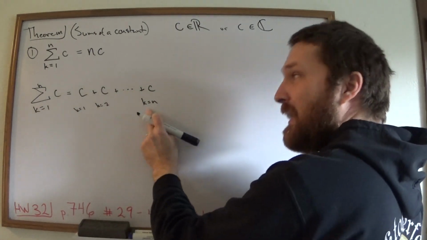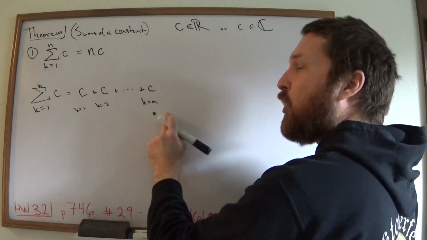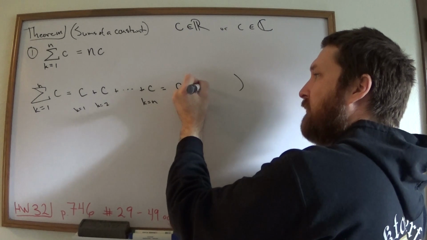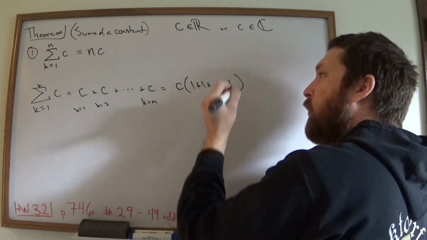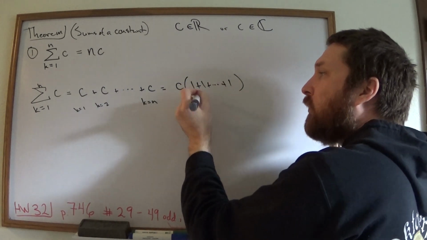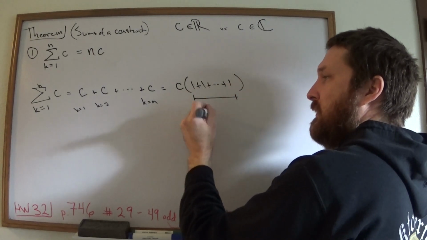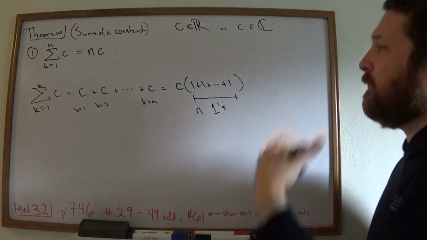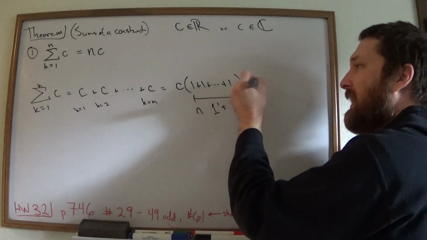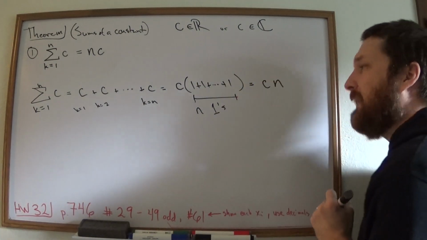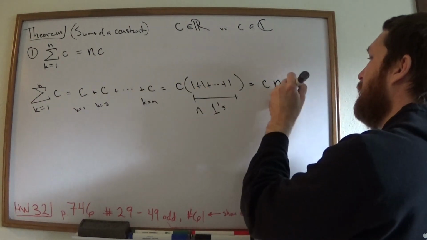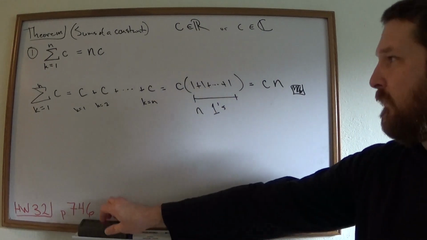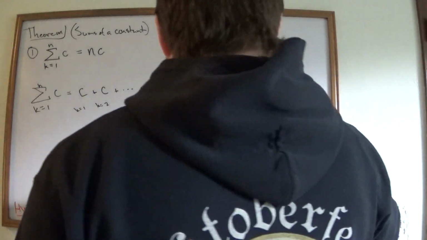How many of these do you have? Well, like we just said, it's a total of n of them. And so you factor out the c, and you have 1 plus 1 plus all the way up to 1. And there's a total of n of these. There's n ones. Well, 1 plus 1 plus 1, a total of n times, is c times n, which proves the statement. Okay? Here's the second one.